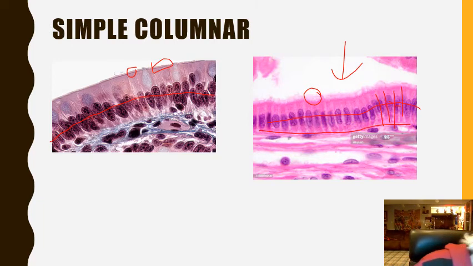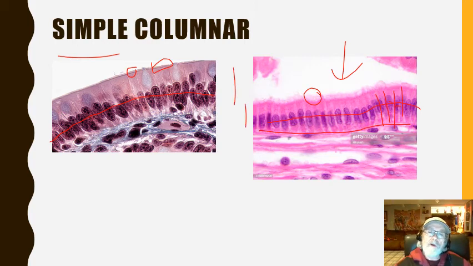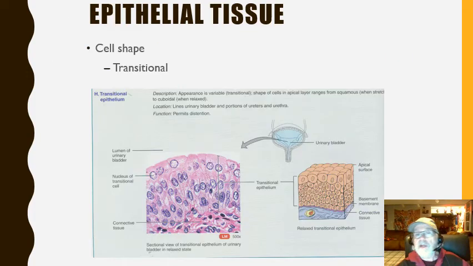So that is helpful to be able to see what's going on, okay? But that's a typical simple columnar. Simple, why? One cell layer thick. And columnar because it's high and narrow. Looks like a column, piece of cake.